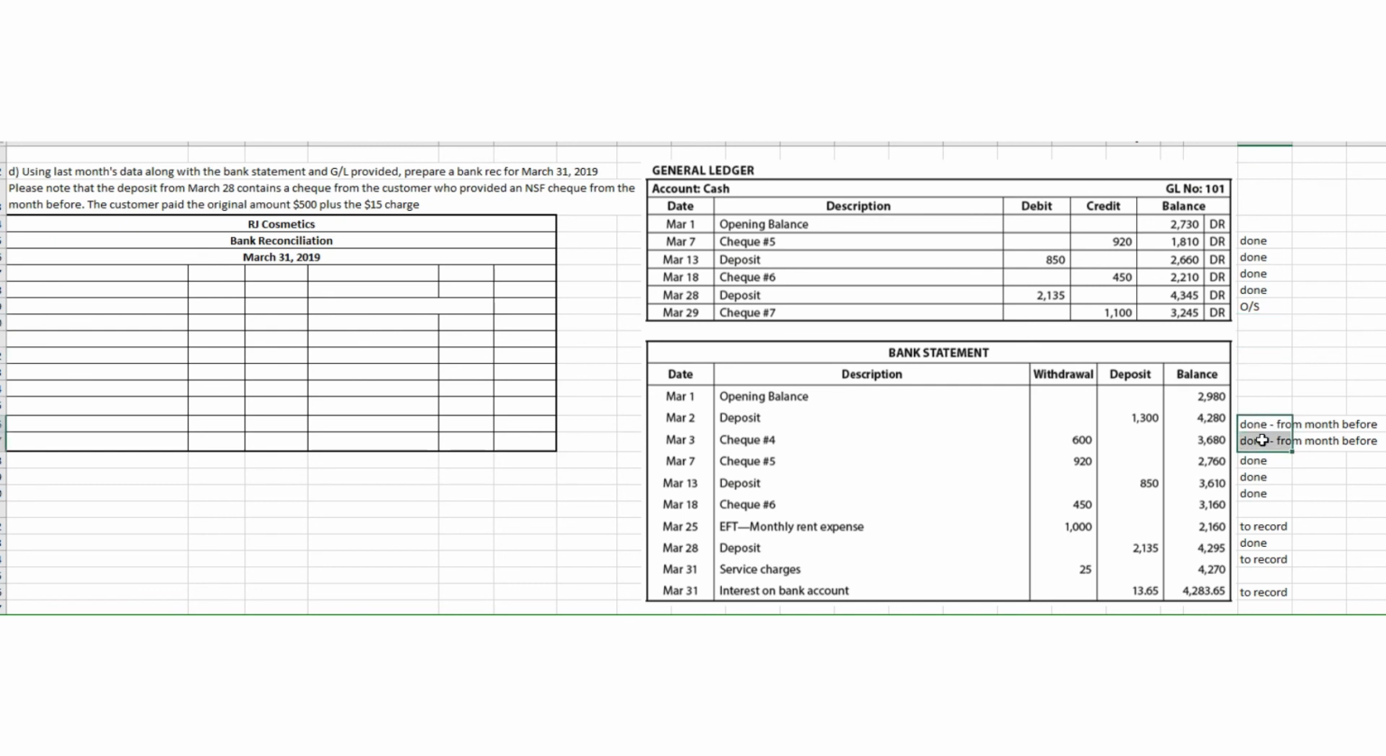On the bank statement side, there are a couple of transactions on March 2nd and 3rd that occurred, but they were recorded the month before, so no activity or no record required to the general ledger. Bunch of other items done here, but we have the EFT to record, the service charges to record, the interest bank to record, and now it's to prepare our bank rec for the month of March 31st, 2019.